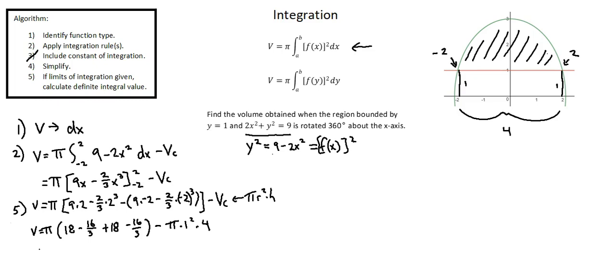And now continuing on to our simplification, volume equals the quantity times pi sums to 76 over 3 in the first term. The second term, pi times 1 squared times 4, is 4 pi, and 76 over 3 pi minus 4 pi equals 64 over 3 pi. This is a three-dimensional figure, units cubed. So the volume obtained when the region given is rotated 360 degrees about the x-axis is 64 over 3 pi units cubed. We've completed our requirements, and this concludes volume example 3.